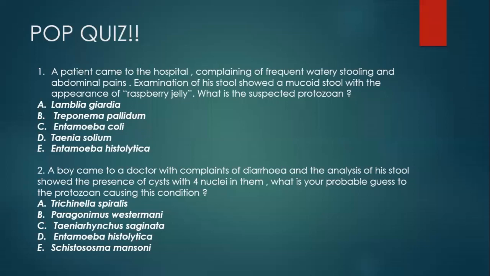A patient came to the hospital complaining of frequent watery stooling and abdominal pains. Examination of his stool showed a mucoid stool with the appearance of raspberry jelly. What is the suspected protozoan? You can use the chat box, message me privately for what you think is the answer. A, Lamblia giardia, B, Treponema pallidum, C, Entamoeba coli, D, Tenia solium, or E, Entamoeba histolytica.